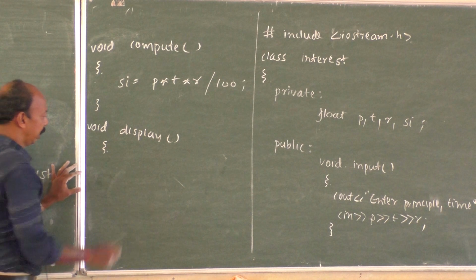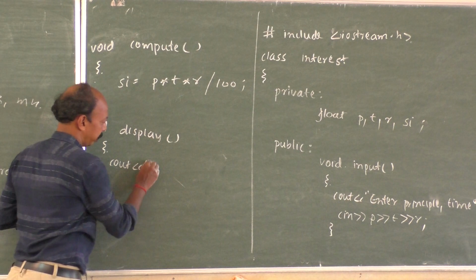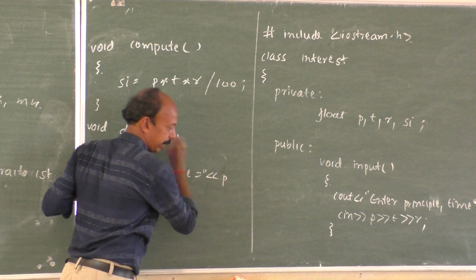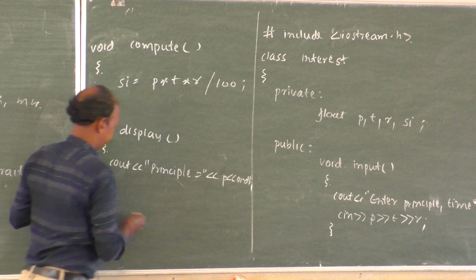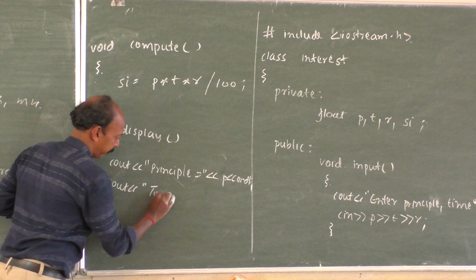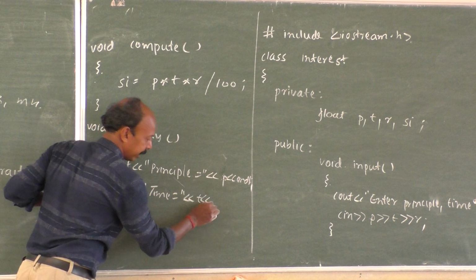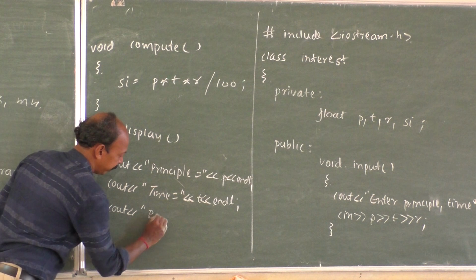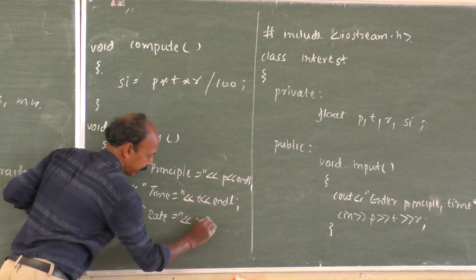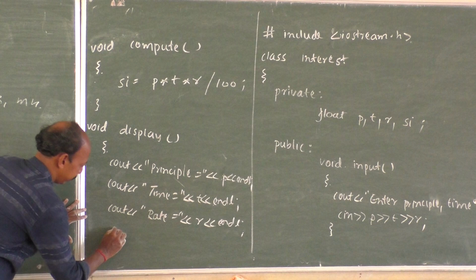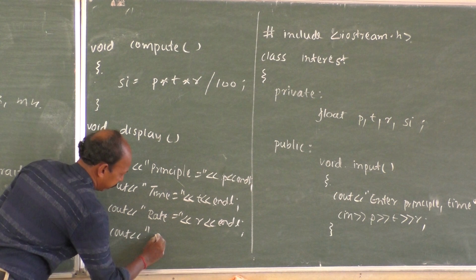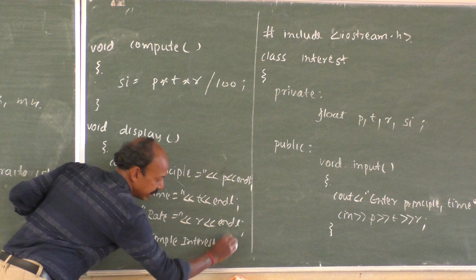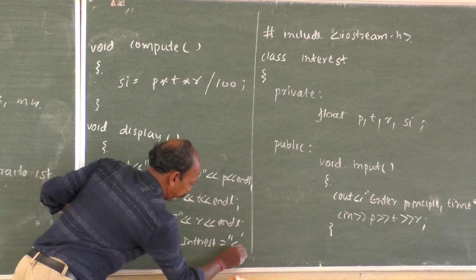Which are the values that we can display? 4 values. cout principal is equal to, what can we write? P, then end of line. cout time, what's that? T, end of line. cout rate of interest, that is R, end of line, and the last one, cout simple interest is equal to SI.